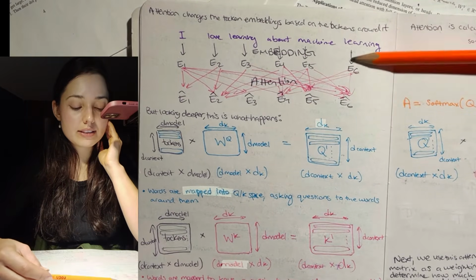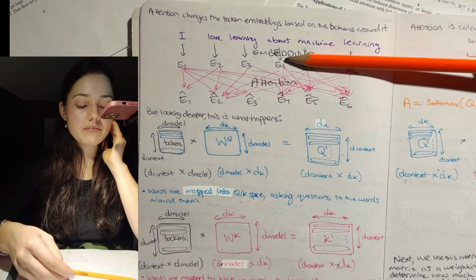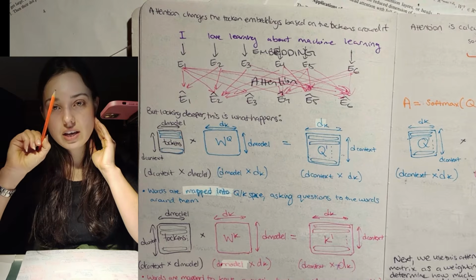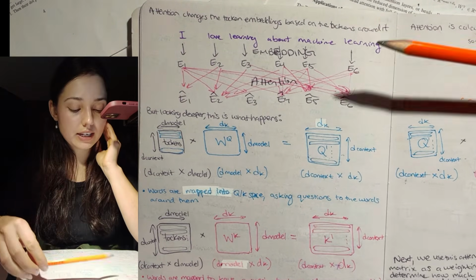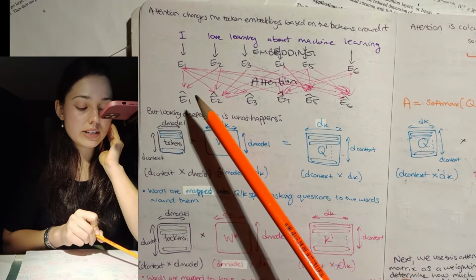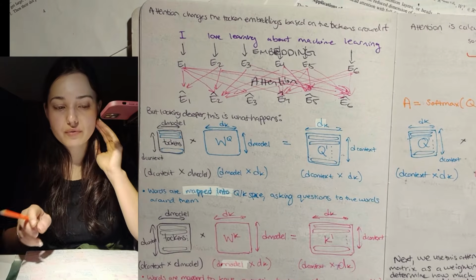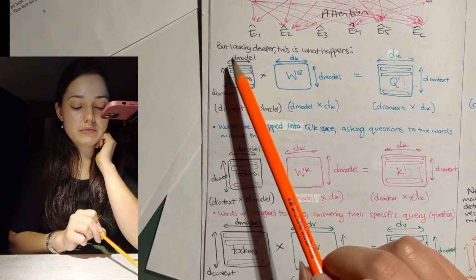Then we apply this attention mechanism, where we let all the words around it affect the meaning of each word using this question and answer, and if it's answered yes, then we translate it by this much. And then we have the output, which I labeled here as E hat, which represents the word embeddings after they've been transformed. So how do we do it? Well, we take a deeper look.